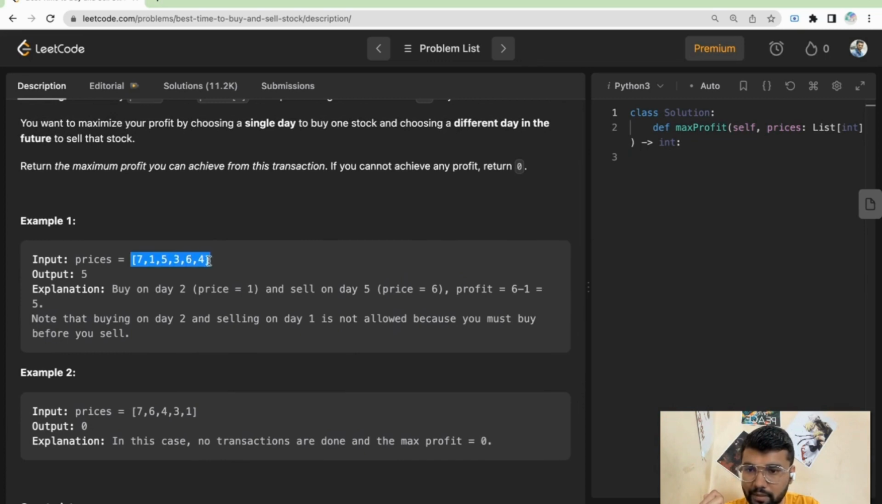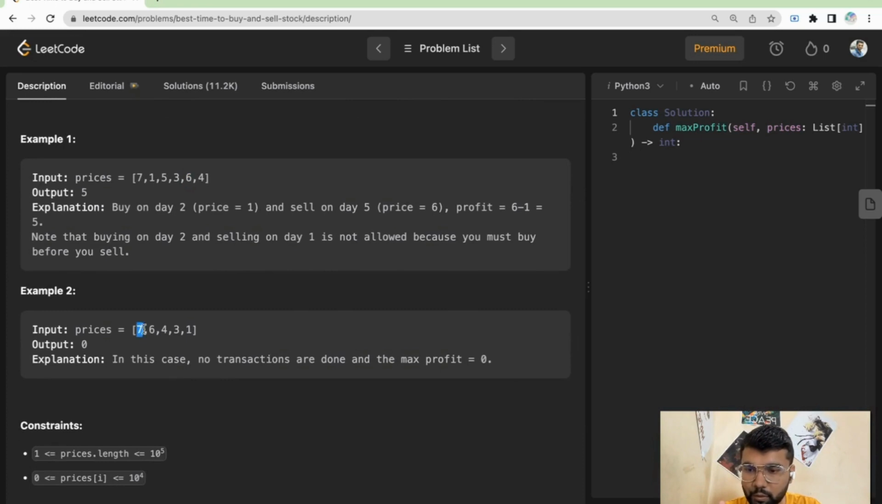In this case, can you see, we can buy the stock on the second day where the price is equal to 1, and we can sell the stock on the third, fourth, fifth day. If we sell the stock on the sixth day, where the price is 6, we can book a profit of 5 rupees, something like that.